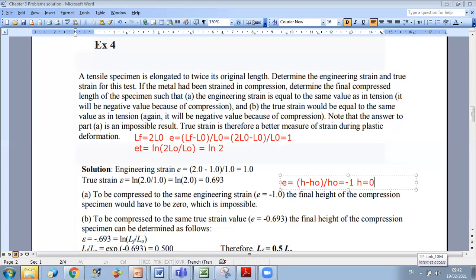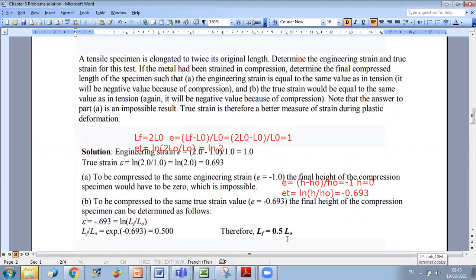Okay, but if I want to calculate using the true strain definition, the true strain is equal to minus ln of h over h0, and since I have the numerical value, which is equal to minus 0.693, I can calculate the corresponding value of h, and I will get that h over h0 is equal to 0.5. Therefore, I deduce that L final is equal to 0.5 L0.